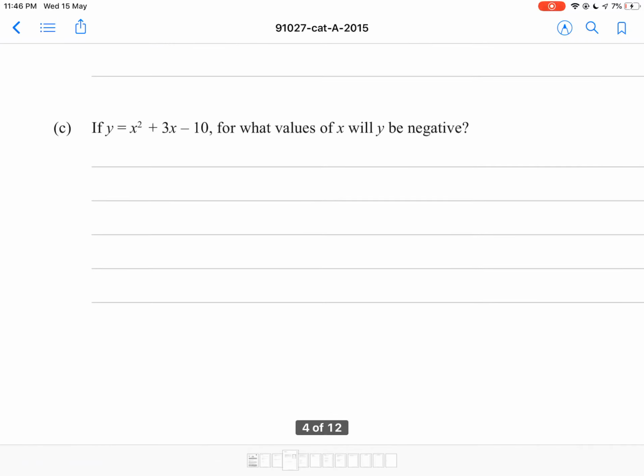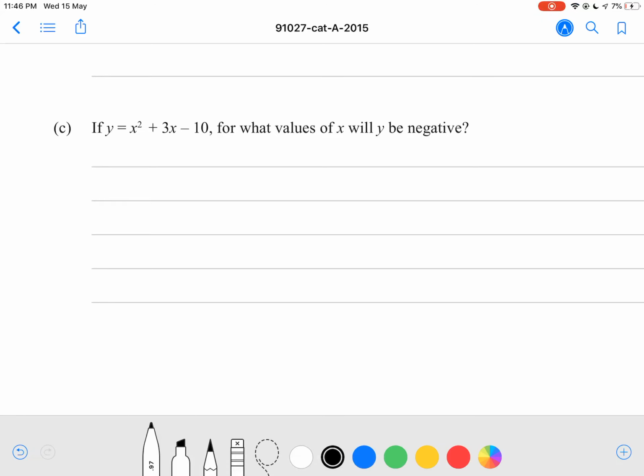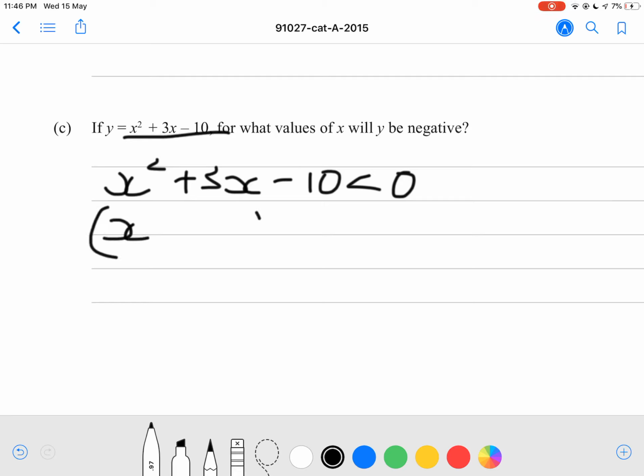And then moving along, for x squared plus 3x minus 10, what values of x will make y negative? Okay, so basically, when will this expression be negative? x squared plus 3x minus 10 is less than 0, because if something is less than 0, then it'll be negative. So then we just factorize, so x plus 5 and x minus 2 is less than 0. Negative 2 times 5 is negative 10, and then plus 5 minus 2 gives positive 3x.